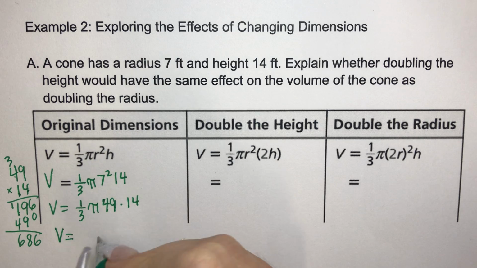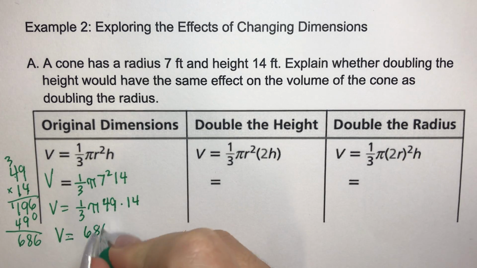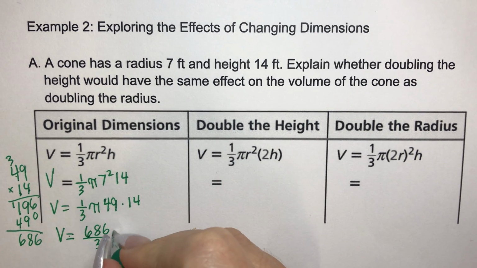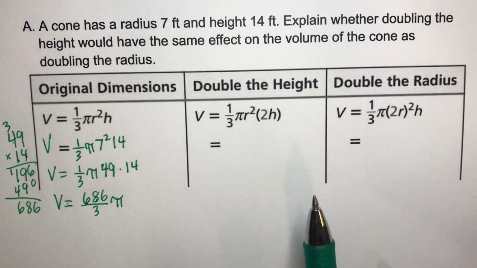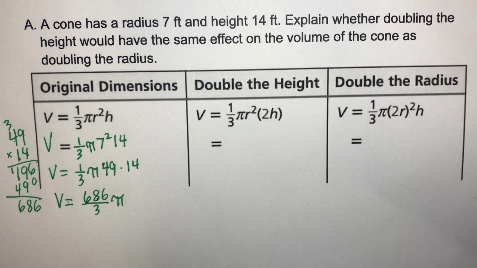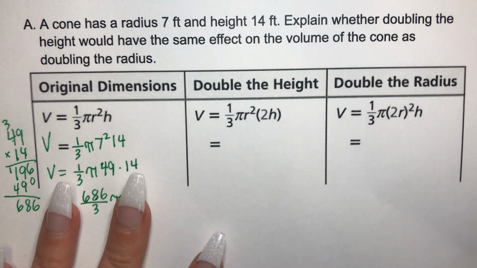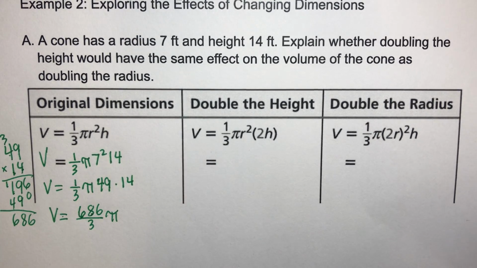So we have the volume being 686 over 3 pi. And if I wanted to see if this is divisible by 3, I'd add up these numbers. So 6 plus 8 is 14. 14 plus 6 is 20. 20 is not divisible by 3. So this would be our answer right here. Okay. Now let's go ahead and double the height and see what happens.